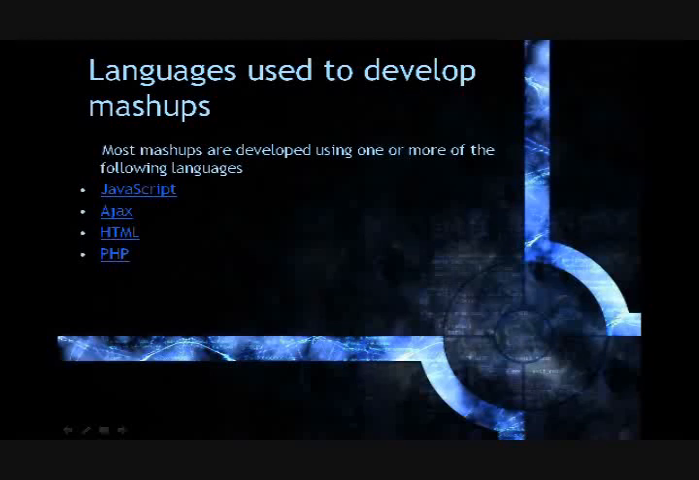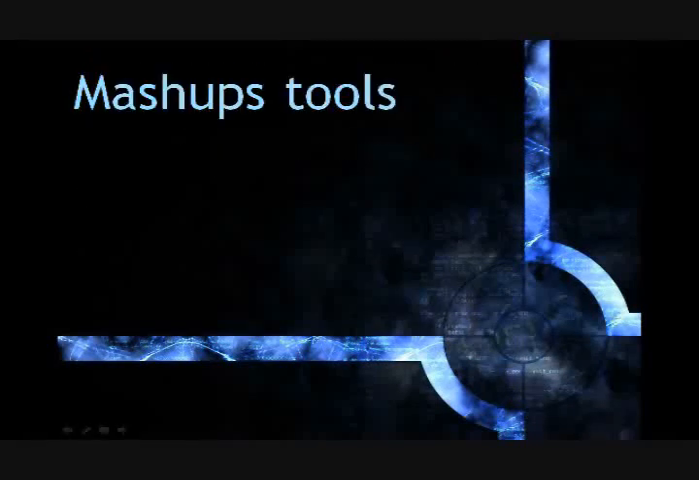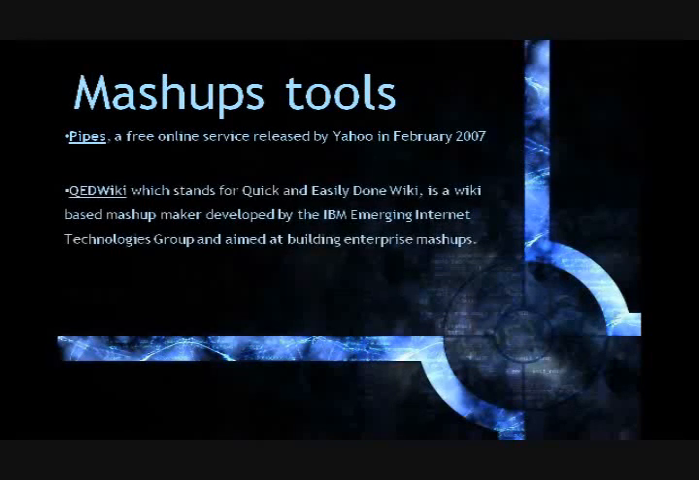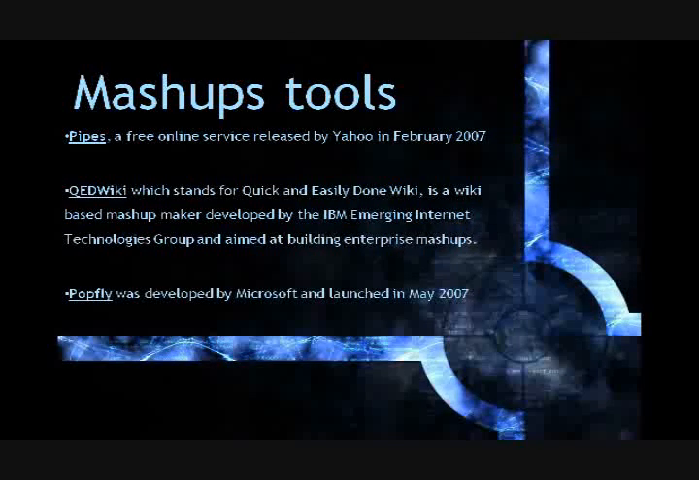Now let's see the languages used to develop mashups. Most mashups are developed using one or more of the following languages, such as JavaScript, Ajax, HTML, or PHP. Next, I would like to introduce you to some tools that are used to build mashups. First of all, let's see Pipes.